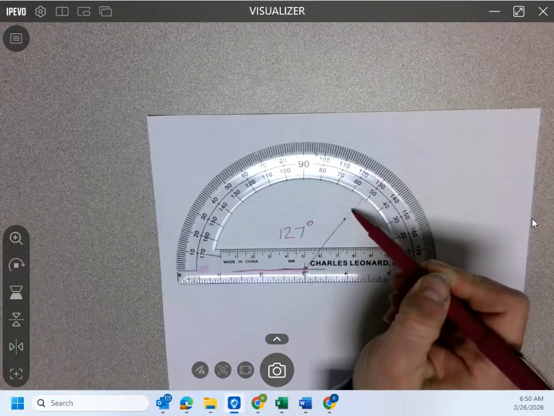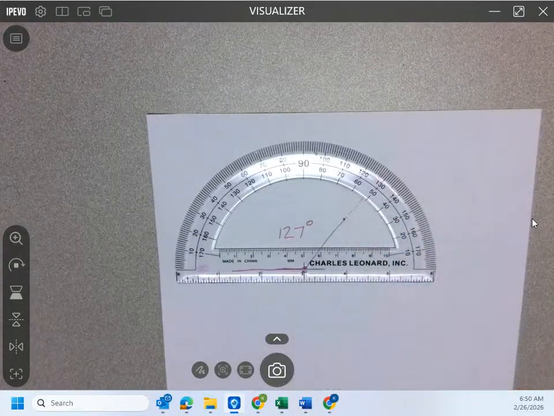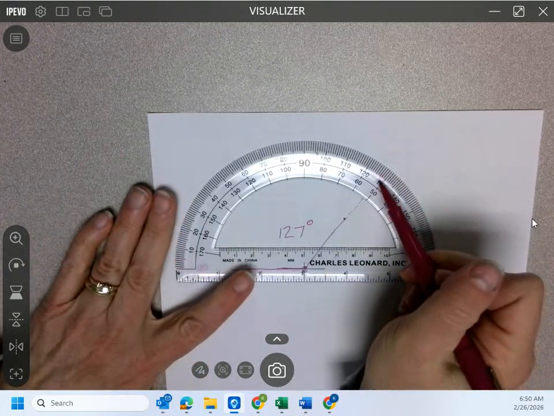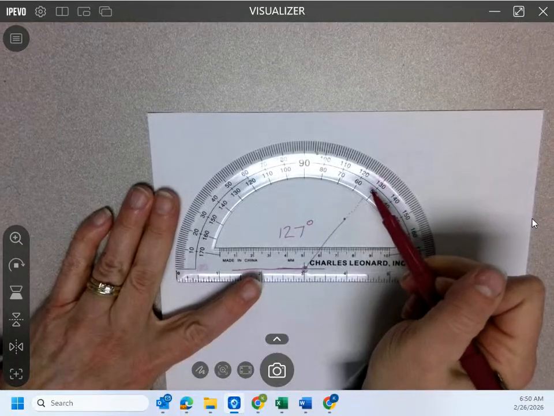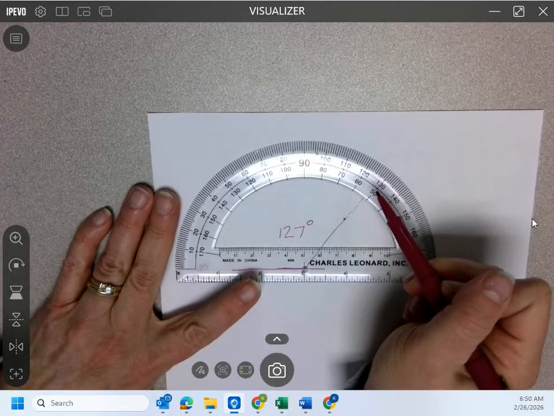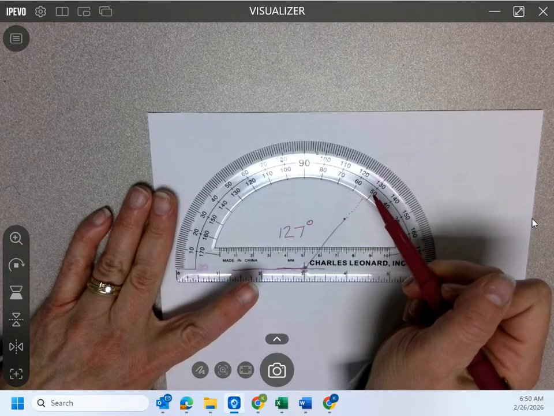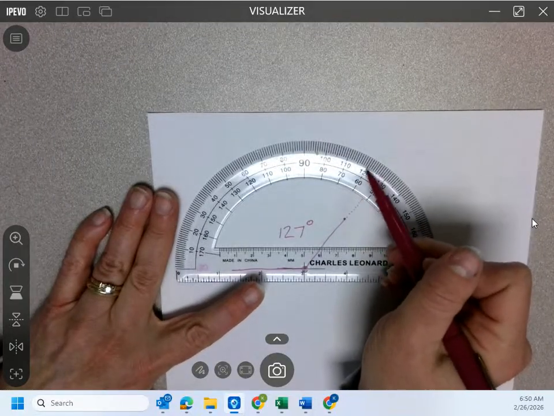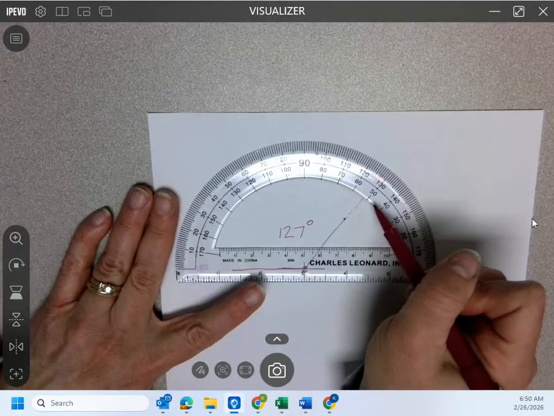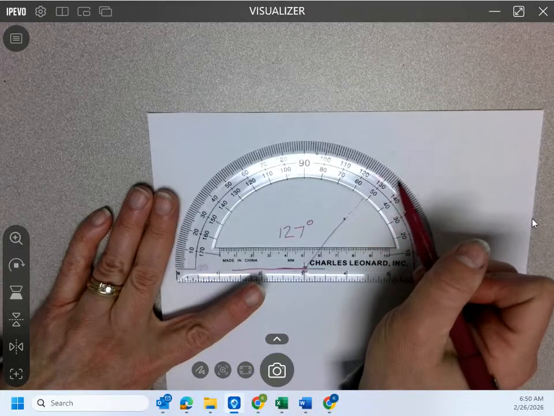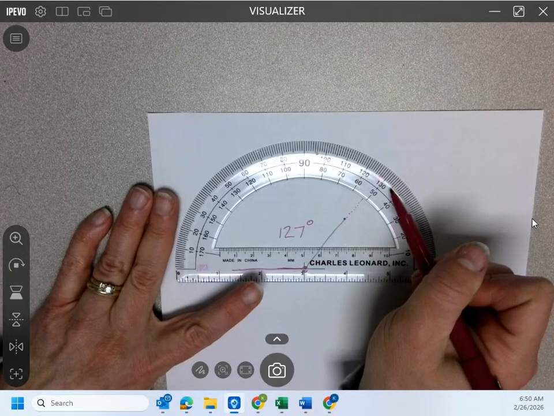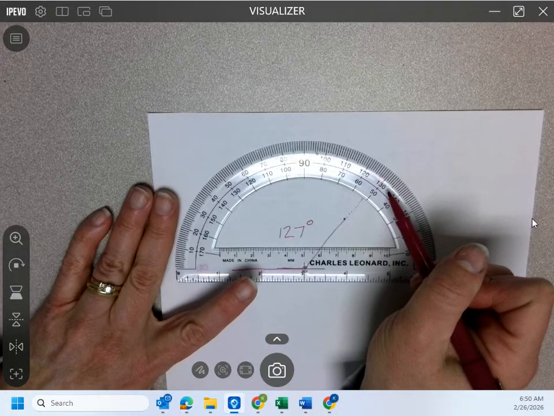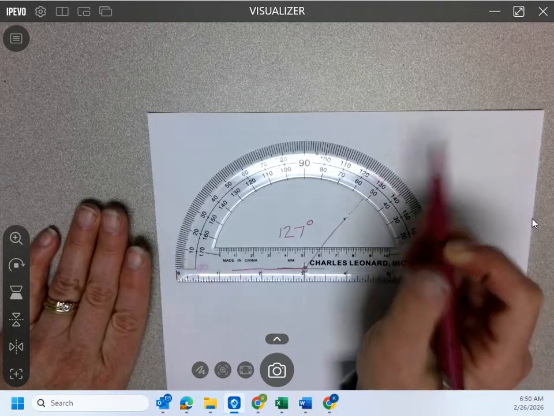Because I'm having to extend it myself, I might not be exact. I accept within a few degrees. So if it looks like 127 to me, if you were to write 128 or 126, something that's really close, I would accept it. If you wrote 120, no, it's not anywhere near 120. If you were to write 135, no, it's not anywhere near 135. So you have to be close, within a degree or two.